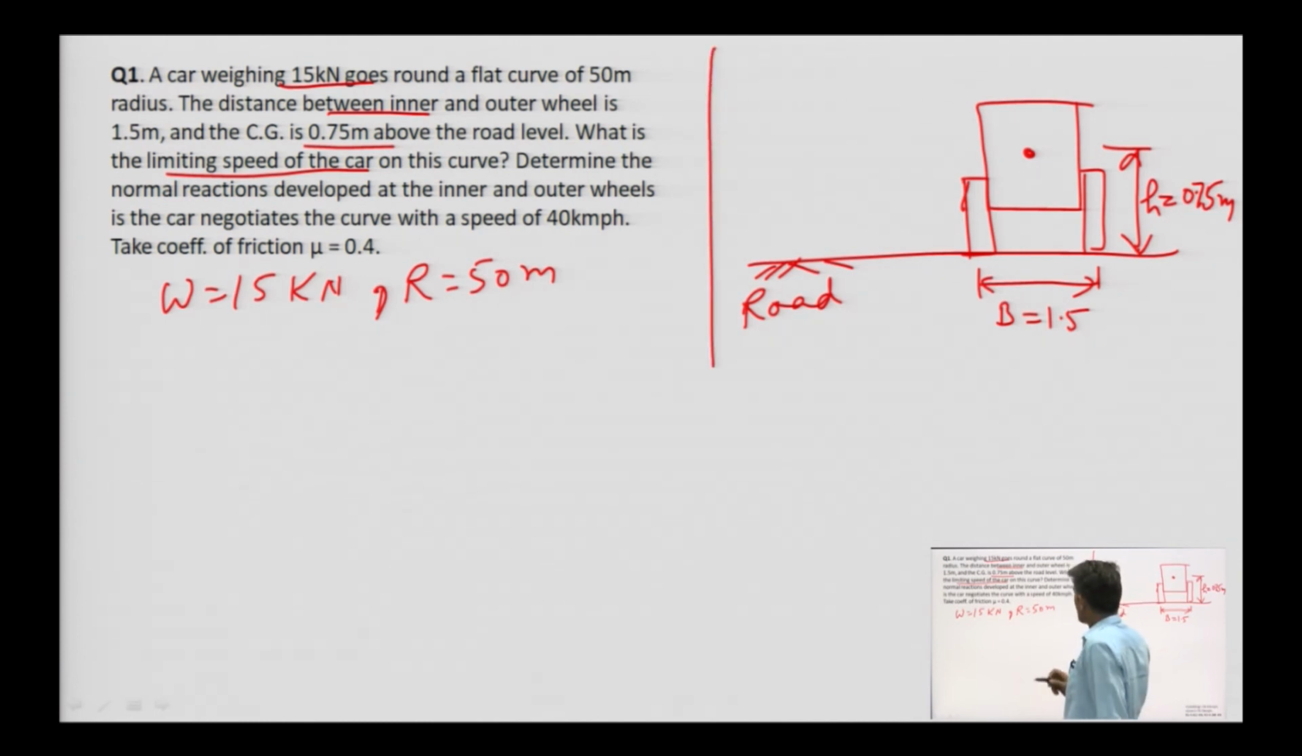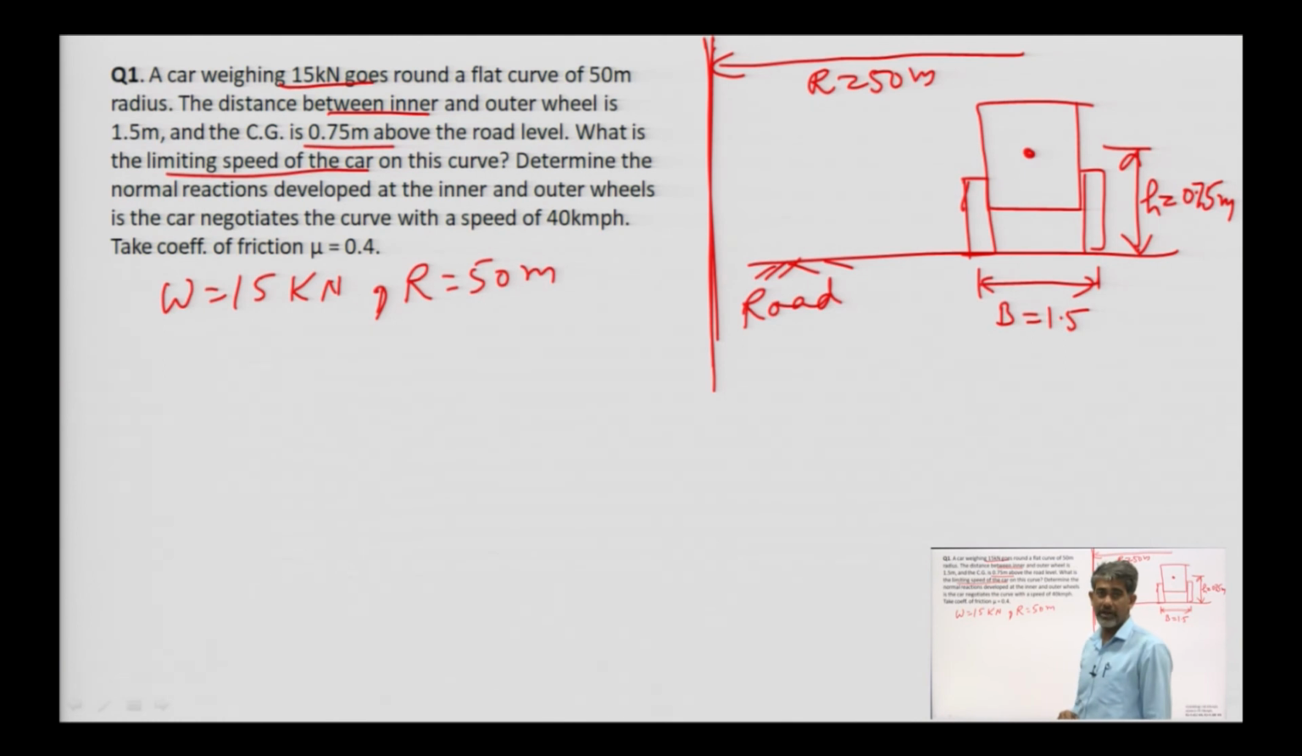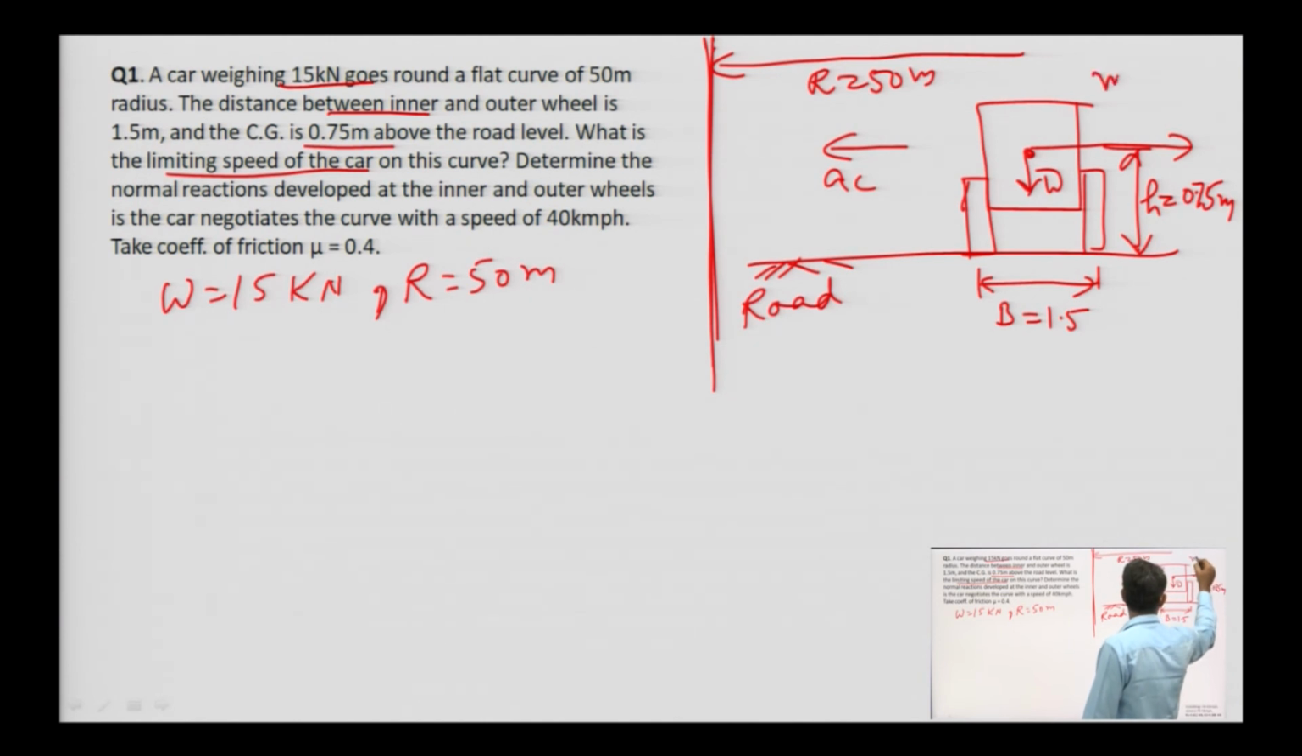R is given as 50 meter. This is the radius of curvature, the center line of the curvature. W is given to you. We know that the centrifugal acceleration acts in this direction. To put it in dynamic equilibrium, we need to provide m into AC. AC is V square by R, and m will be W upon G.